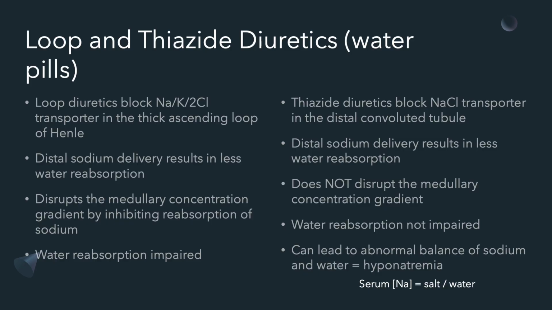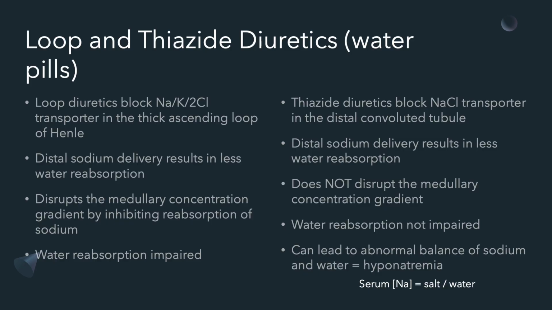Thiazide diuretics will also block the sodium chloride transporter, but this time in the distal tubule, which results in an increase in distal sodium delivery and, again, less water reabsorption. One key difference is that loop diuretics will eventually disrupt the formation of the medullary concentration gradient by inhibiting the reabsorption of sodium in the ascending limb of the loop of Henle, the activity of which is crucial, again, to the development of the medullary concentration gradient. On the other hand, because thiazide diuretics are not affecting the limb of the loop of Henle, the medullary concentration gradient remains preserved. Why is this important?